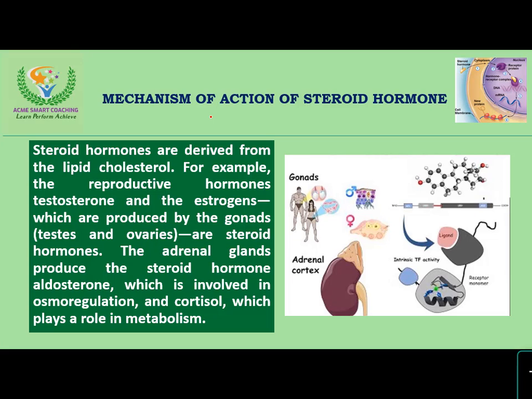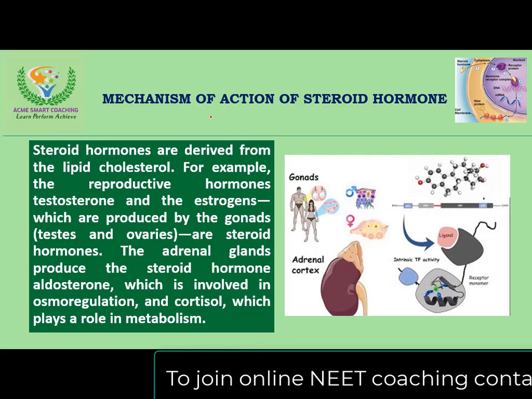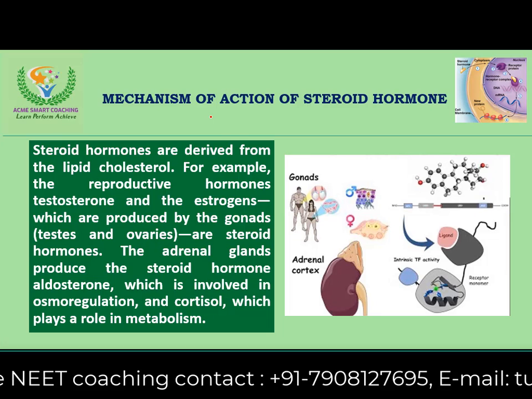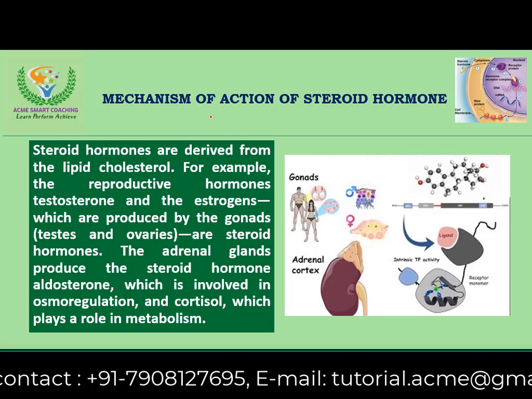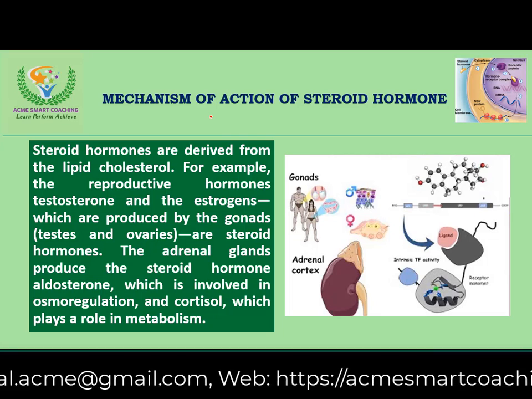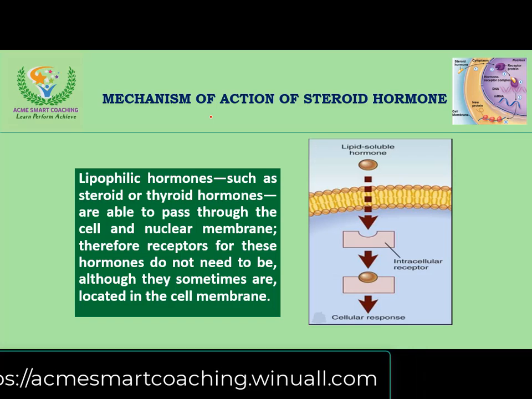Today we'll study the mechanism of steroid hormone action. Steroid hormones are derived from the lipid cholesterol, for example testosterone and estrogen. These are produced from the gonads, testes and ovaries respectively. Apart from this, there are hormones such as aldosterone and cortisol secreted from the adrenal glands. Aldosterone plays a very important role in osmoregulation and cortisol plays a role in metabolism.